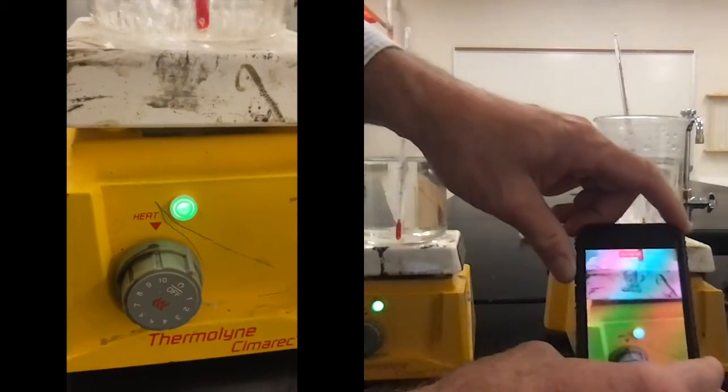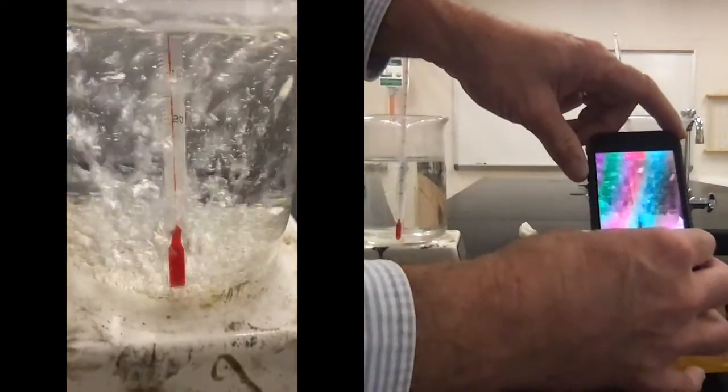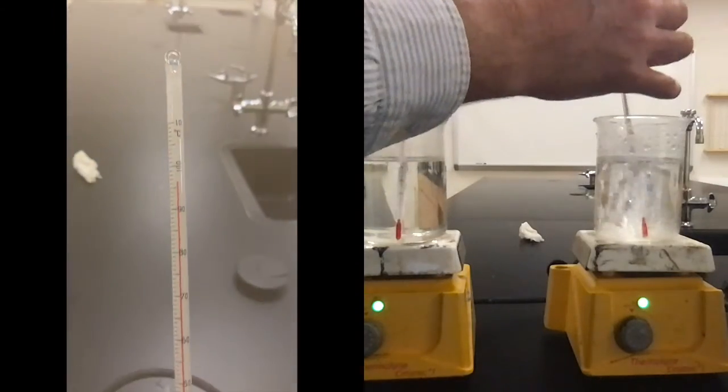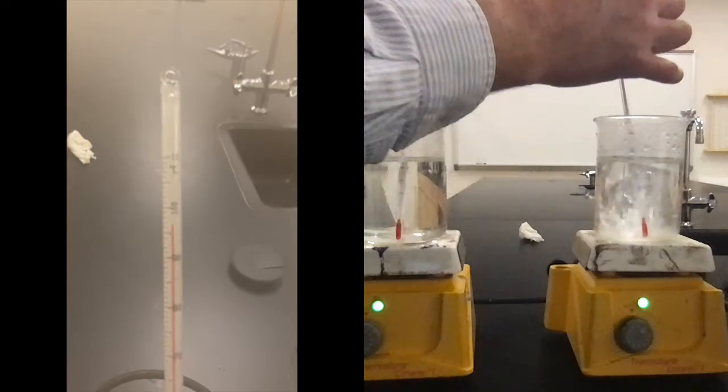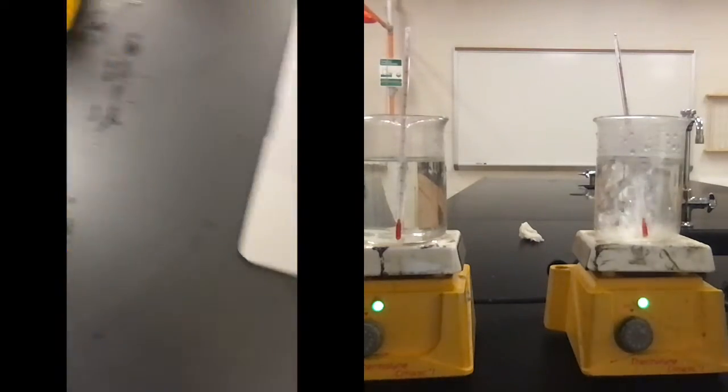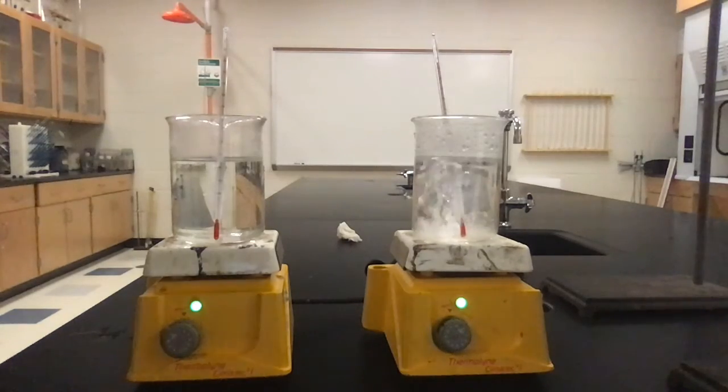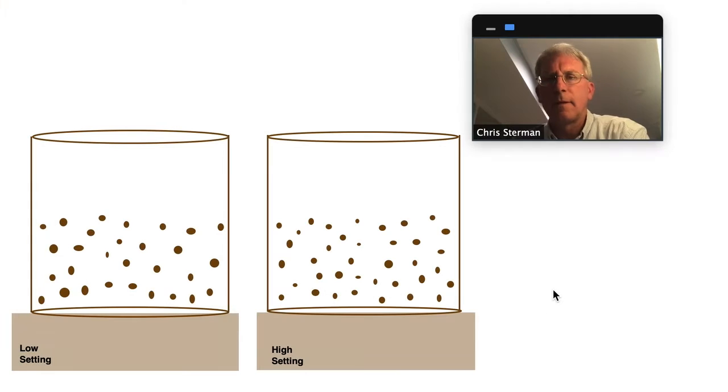The higher one is at the setting of 10. That's about as high as it goes. And look at all those bubbles. And the temperature is 96 degrees. What's going on there? Why are they at the same exact temperature? Well, because that's the temperature that water boils at.